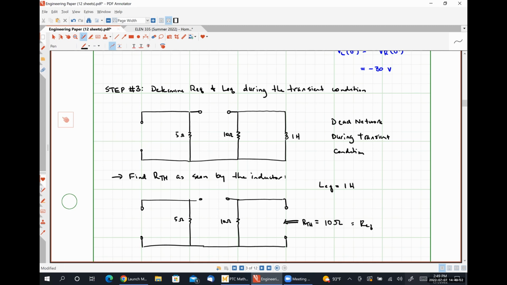You will be given problems that have multiple inductors, and you will be expected to employ inductor combination techniques to determine what the equivalent inductance of that network is. But for this particular problem, we're not going to have to face that. So we know REQ and we know LEQ. So now we can move along to step 4.